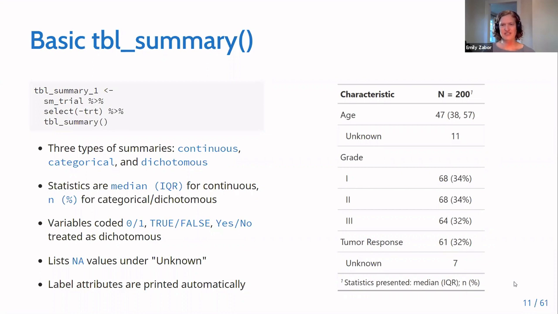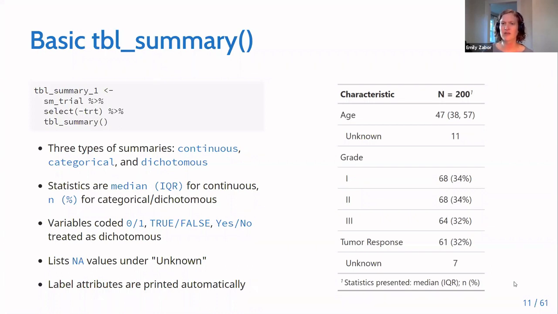So this is an example of just a basic table summary output with no arguments to the table summary. So what I have here in my code is just our selected variables from the trial data set, and I'm actually also selecting out the treatment variables. So we're just going to see age, grade, and response. And then you just pass a data frame to table summary and you get this table. And the most basic table gives you down the rows the names of the variables, and you can see that it uses the labels if they are there for the variables.